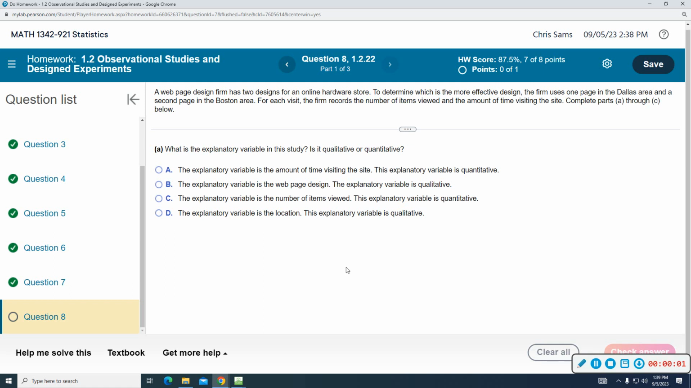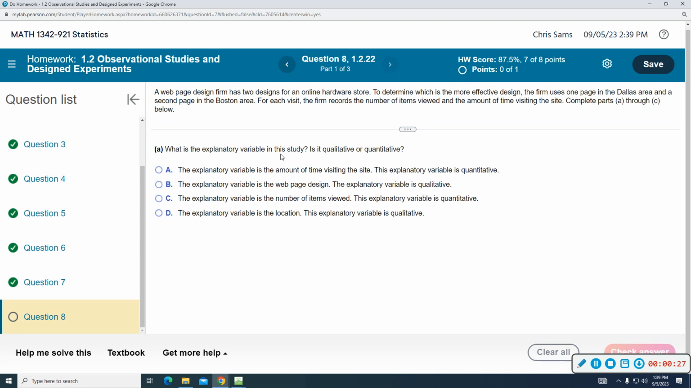Number 8, a web page design firm has 2 designs for an online hardware store. To determine which is more effective design, the firm uses one page in the Dallas area and a second page in the Boston area. For each visit, the firm records the number of items viewed and the amount of time visiting the site. We're going to complete parts A through C below.